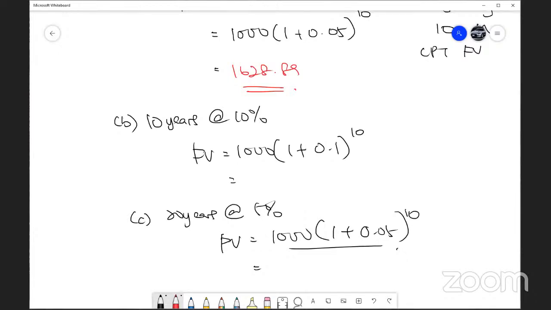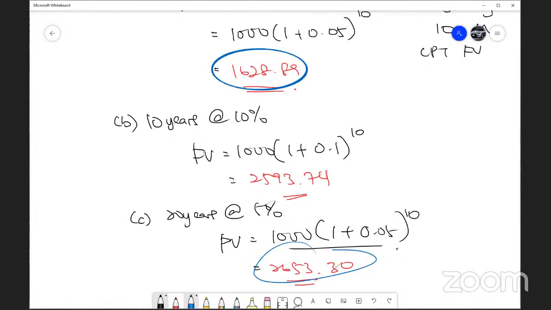Okay, first one I give you. Second one, you should be getting 2593.74. And last one, you should get 2653.3. Okay, look at part D. Part D is a very interesting question. Why is the interest earned in part C not twice the amount earned in part A? So the question is saying, why is this one 2653.3, not double of 1628.89?